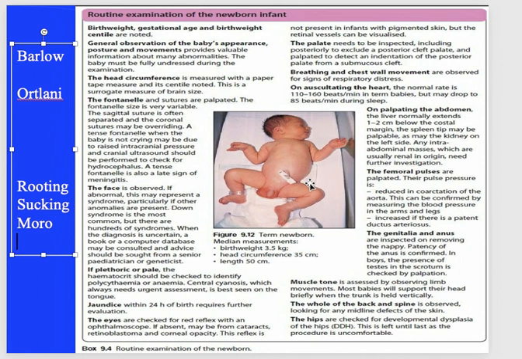Of course, most of the babies who are normal don't need any special care, and they can be sent back to the mother for feeding. That's how a normal newborn baby is taken care of. And in the next lecture, we are going to discuss neonatal resuscitation.